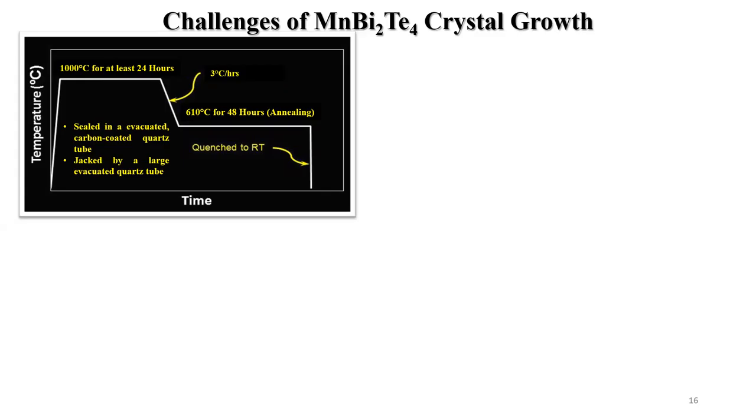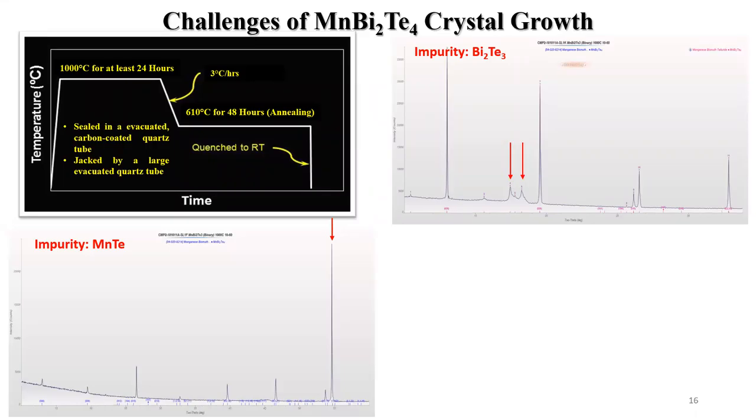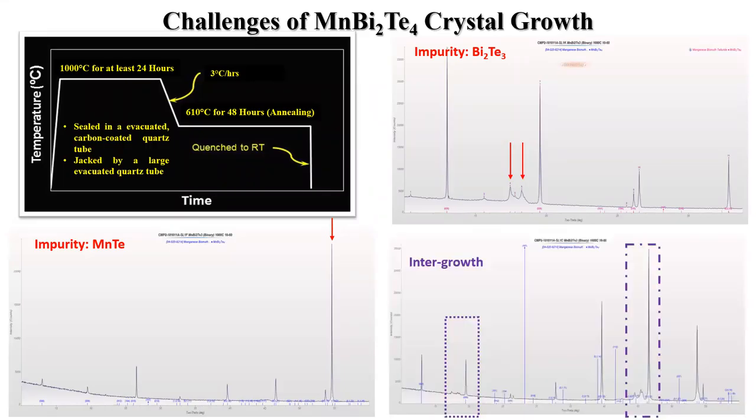As I mentioned, manganese compounds like to react with quartz. So we need to seal our raw material in a carbon-coated quartz tube, and then jacket it with another large evacuated quartz tube. As you can see, we have the manganese bismuth telluride peak in our XRD measurements, but it is accompanied by impurities of bismuth telluride and manganese telluride, and even an intergrowth of bismuth telluride inside the manganese bismuth telluride. They are intergrown with each other.